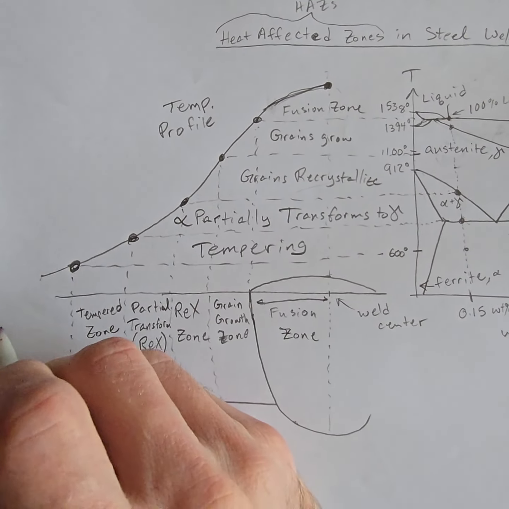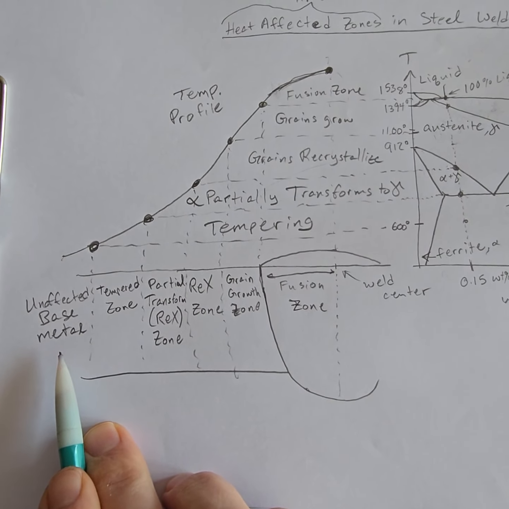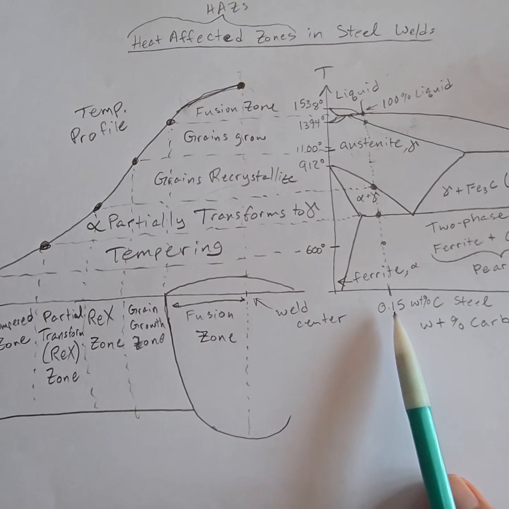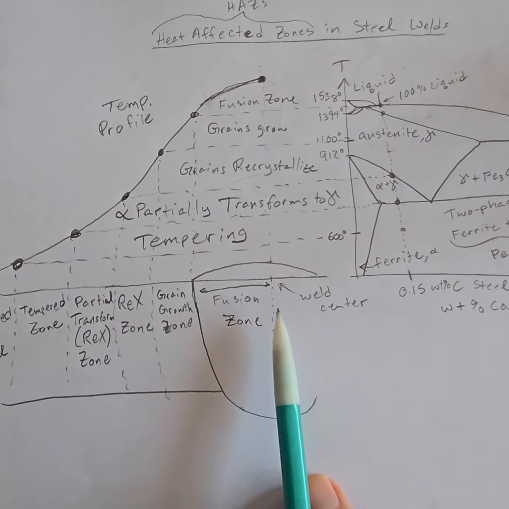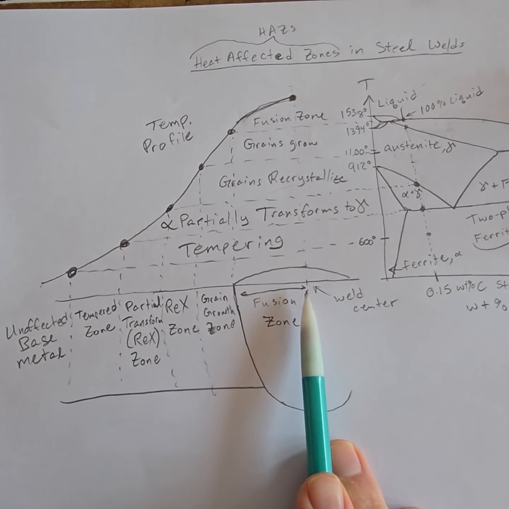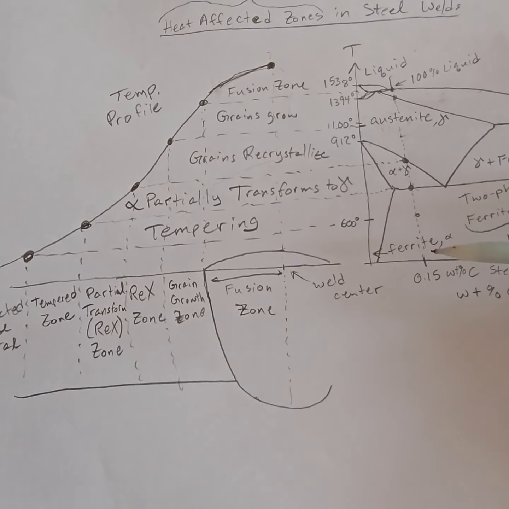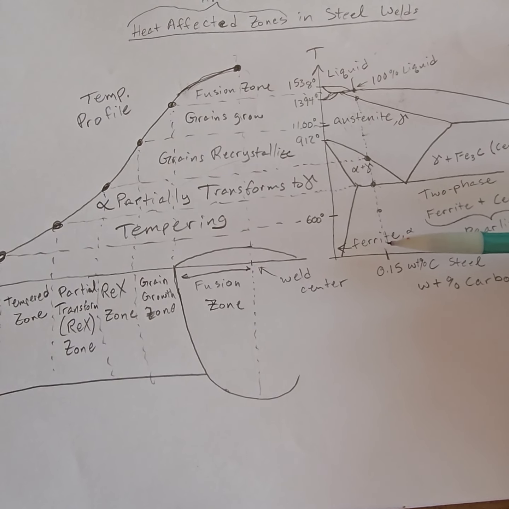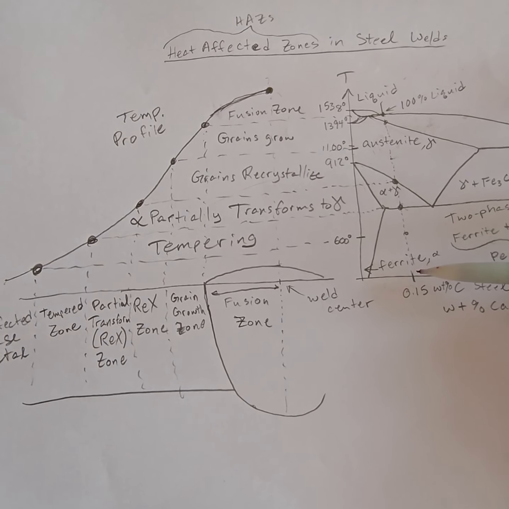Beyond the tempered zone is the unaffected base metal, because no metallurgical changes of any significance occurred in that base metal. In brief, I have my alloy, 0.15 weight % carbon. The different zones, different distances from the fusion zone, the melted part, achieved a different peak temperature. I can map those peak temperatures to the phase diagram to see why the microstructure and the properties changed the way they did during the welding process.